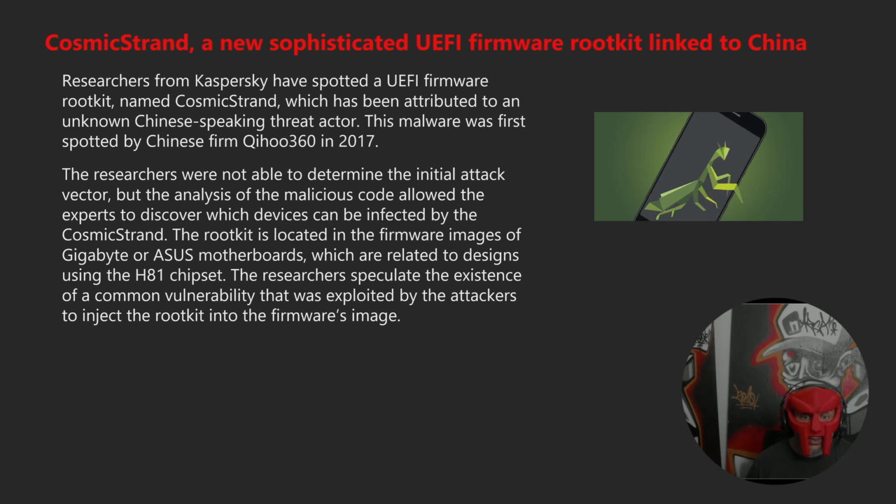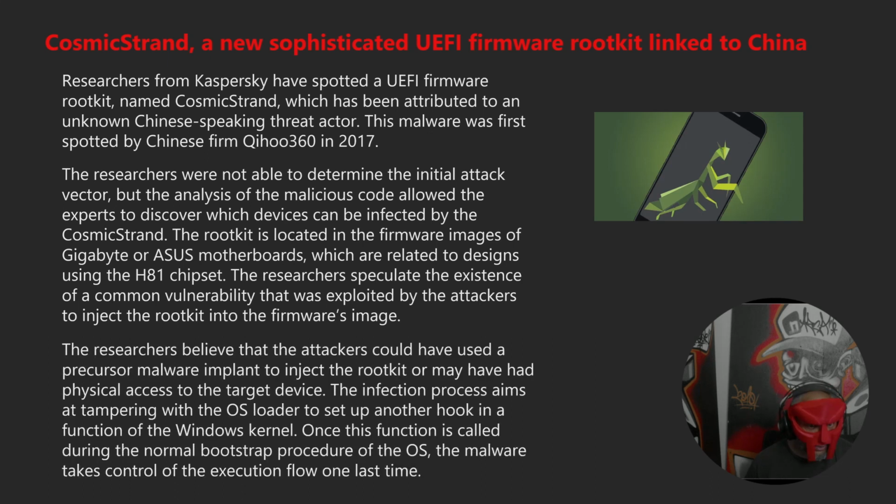The rootkit is located in the firmware images of Gigabit and Asus motherboards, which are related to designs using the H81 chipset. The researchers speculate the existence of a common vulnerability that was exploited by the attackers to inject the rootkit into the firmware's image.